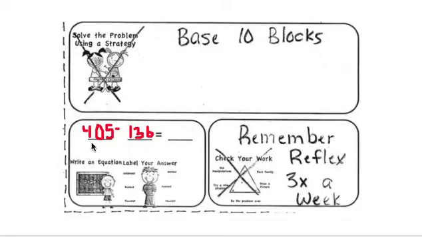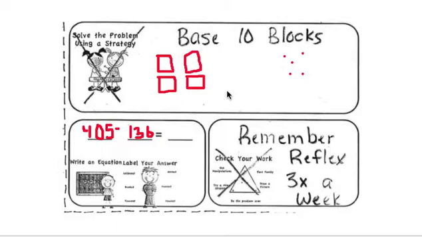When we subtract, we only make the first number in base 10 blocks, so I'm only going to make 405. I did leave room for tens, even though I do not have any tens in 405, just in case I might need some. So our first step is to look at our second number and look in the ones place. We have a 6 in the ones place, but we only have 5 ones.